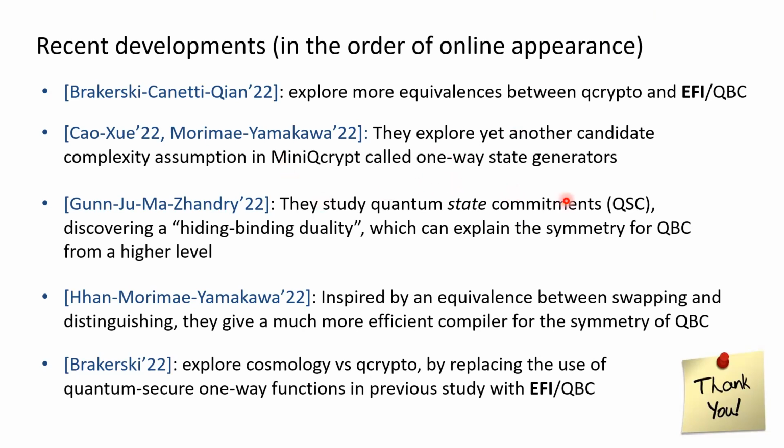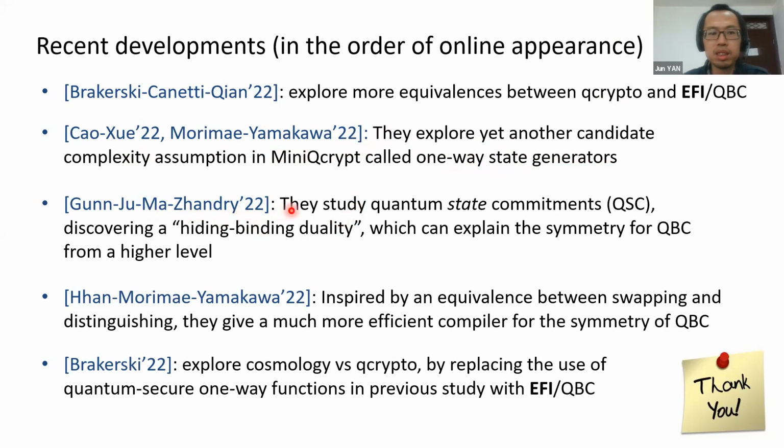Yes. Okay. So in this follow-up work, they explore more equivalences between quantum crypto and QBC, and put more equivalent objects in this bucket. We have shown a bunch of equivalent objects. And in this second paper, they explore yet another candidate complexity assumption, which they call one-way state generator. And it's open whether it is equivalent to QBC. But there is some recent progress towards this question.